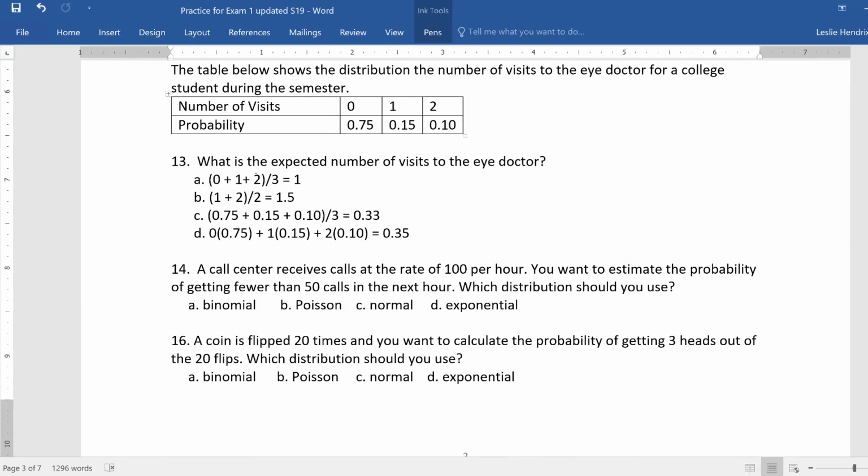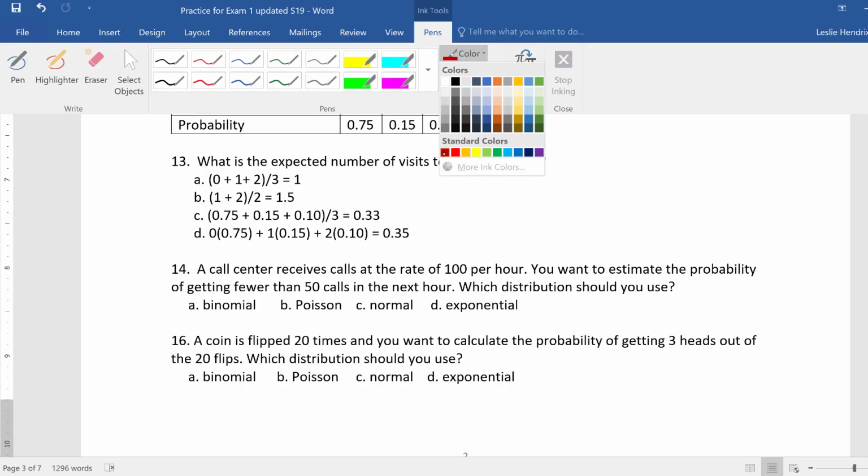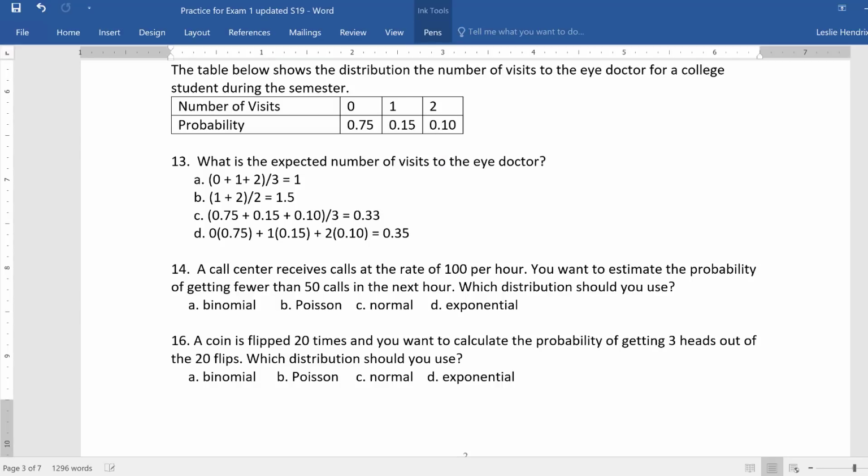The table below shows the distribution of the number of visits to the eye doctor for a college student. So suppose that a student can only visit 0 times, 1 time, or twice during a semester. And 75% of students visit 0 times, 15% visit once, and 10% visit twice. How do we compute the expected number of visits to the eye doctor? That's that expected value that we talked about, which is also known as a population mean.